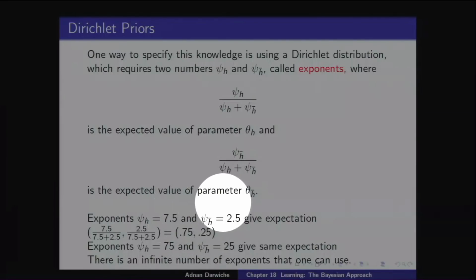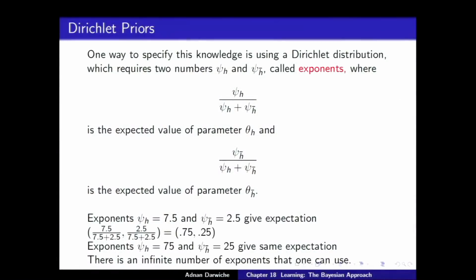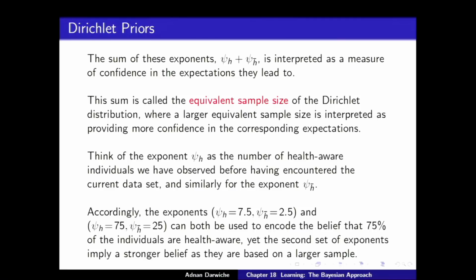These two exponents give you that. Now, what if the exponents were 75 and 25? What happens in this particular case? You're going to get the same expected value, right? But there is a difference between the two, as you will see in just a little bit. As far as the expected value, they're the same, but the confidence in this expected value will be different for these two cases.